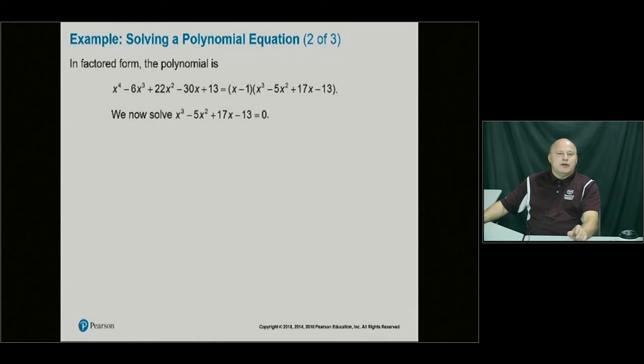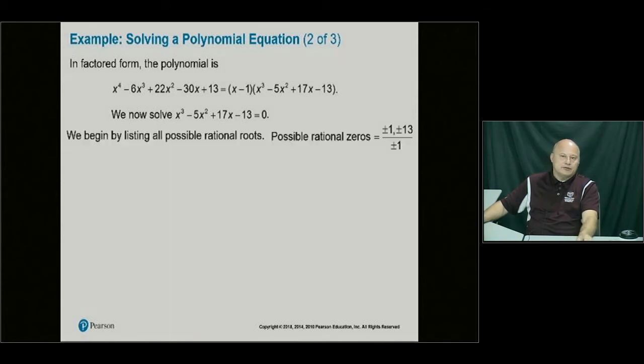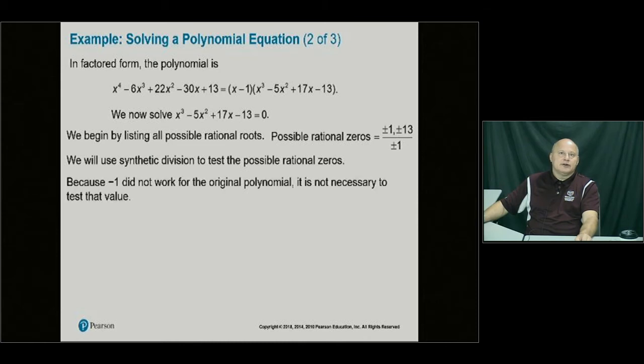Now remember, you still got those 4 possibilities. But we've already tested -1, and it didn't work on the original. So we begin by testing all those again, and since -1 didn't work the first time, it's not going to work this time either. So because -1 did not work on the original polynomial, it is not necessary to test that value again. But 1 might work again, so we test 1 again. Oh, and look at there, it is 0 again. So we put 1 back into the next quotient, 1, -5, 17, and -13, and the remainder was 0 once again. So we got multiplicity 2 now.